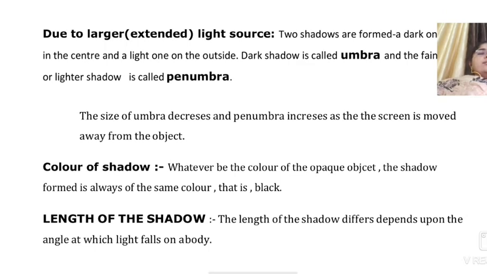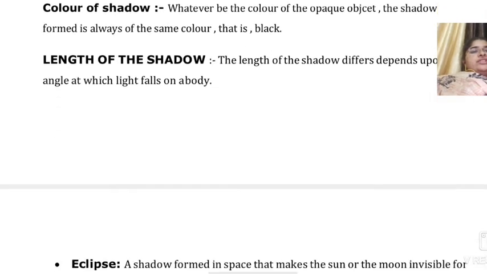Now next, students, is about the length of the shadow. So what is the length of shadow for all objects? The length of the shadow depends upon the angle at which light falls on a body. So the length of the shadow depends on the angle between the object and the light falling on the object.